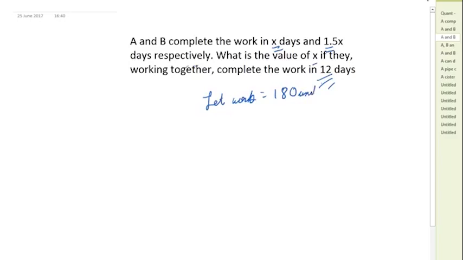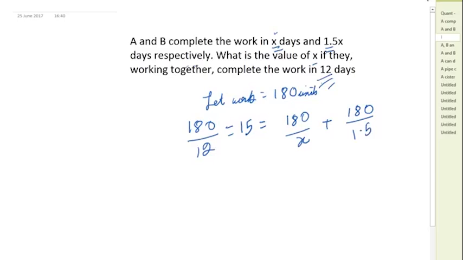Okay. So they work together. They complete it in 12 days. So when working together, they do 180 by 12 units per day, right? Or 15 units per day. When A works alone, he takes X days. So amount of work he does in one day, 180 by X. And when B works alone, he takes 1.5X. So amount of work done when alone, 180 by 1.5X. So in one day, A does 180 by X, B does 180 by 1.5X, and together they do 15 units.